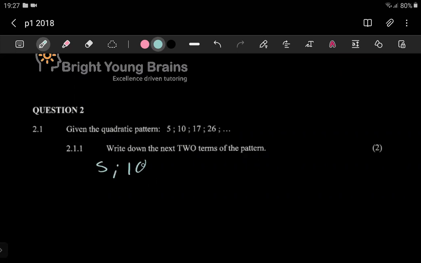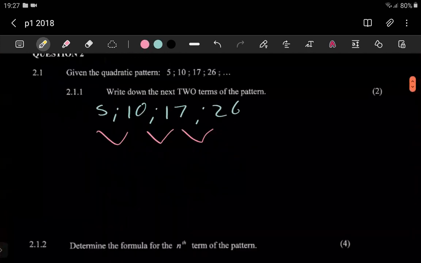Depending on how many past papers you've done, you will already know what's coming from all this. They're probably going to ask us to get the general term, and then they're probably going to ask us to use the general term to get something. It's just so straightforward. So don't lose marks like this because it's so easy.